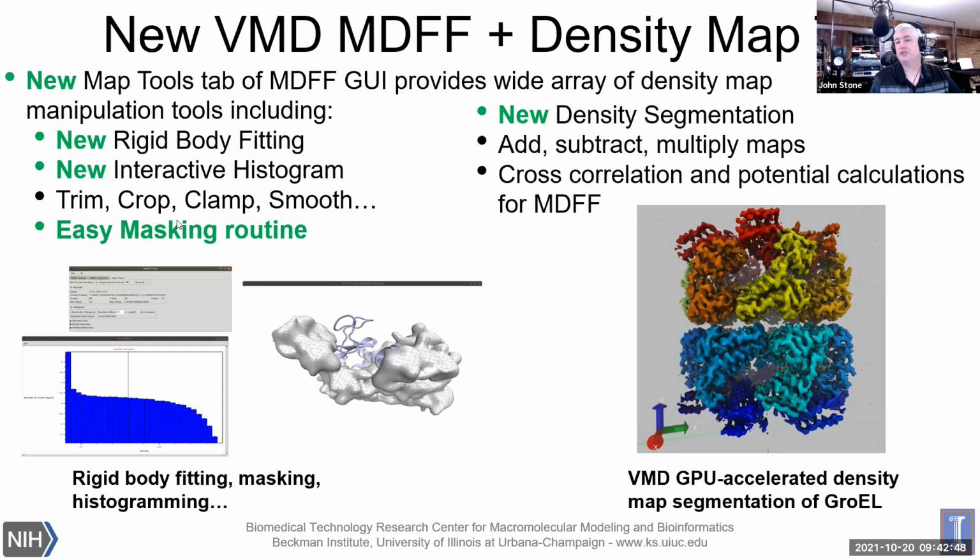Some of the tools that are built into the plugin have an easy to use graphical interface. These are tools that have been in VMD for many years, but they didn't have a graphical interface, and so a lot of people were not aware that they even existed. They will do things like rigid body fitting, so you can take an atomic structure and do the rigid body fit against a cryo-EM density map. We can calculate histograms and do various map processing operations like trimming, clamping values, smoothing noisy density maps, and masking off parts of the maps that you don't want to use for your simulation or for your structure analysis.